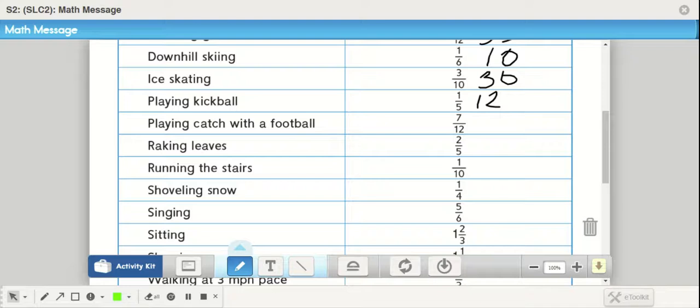Playing catch with a football. Again, 12ths we said was 5 minutes, but we have to take it times 7 because I have 7 in my numerator, and 7 times 5 is 35.